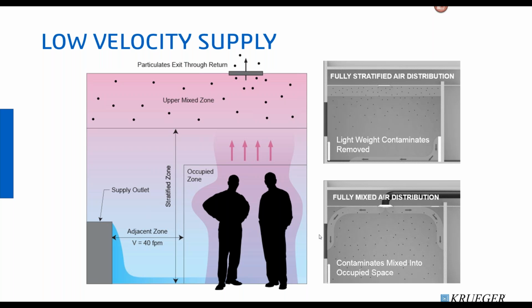It's seeking out the warm occupants, cooling those occupants, and as that cool air warms, it in itself rises up into the upper mix zone where it's then exhausted out of the return grill. Now, some advantages of this one pass type of discharge pattern are that it helps improve the indoor air quality.